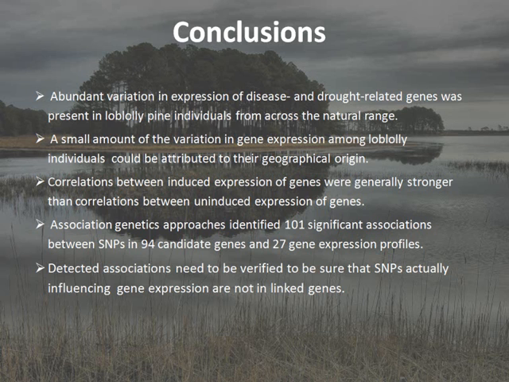Using association genetics approaches, we identified 101 significant associations between SNPs in 94 candidate genes and 27 gene expression phenotypes. And once these SNPs are verified, they'll do this again in another population. Once they're verified, hopefully they'll be used in breeding programs to improve these traits. So that's the ultimate goal for this project.